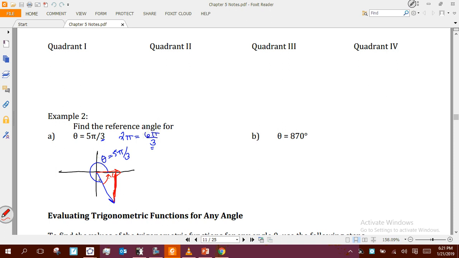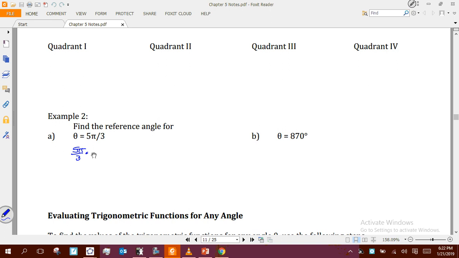and rotate it so that it becomes the positive x-axis. Okay, well, if this stopped at 5 pi over 3, and one complete revolution is 6 pi over 3, my hope is you can recognize that this span would be pi over 3. So theta bar is going to be pi over 3, because that's what I need to get back up to 2 pi.